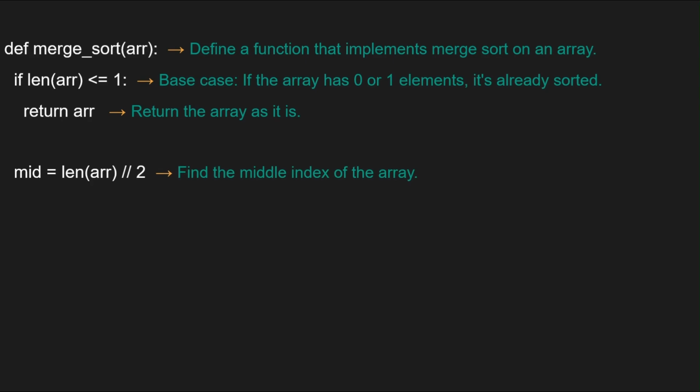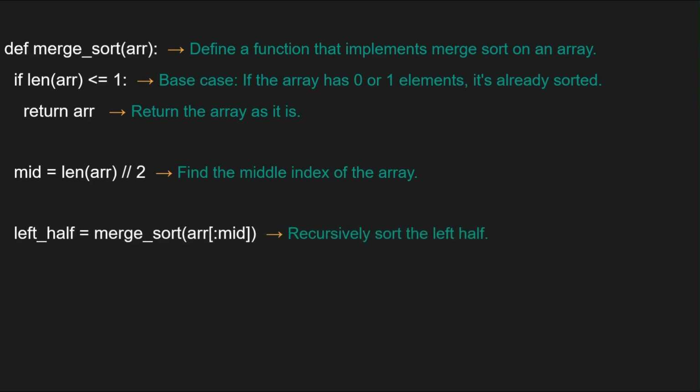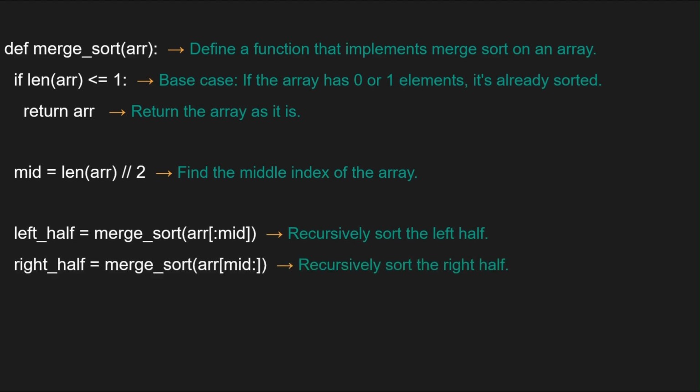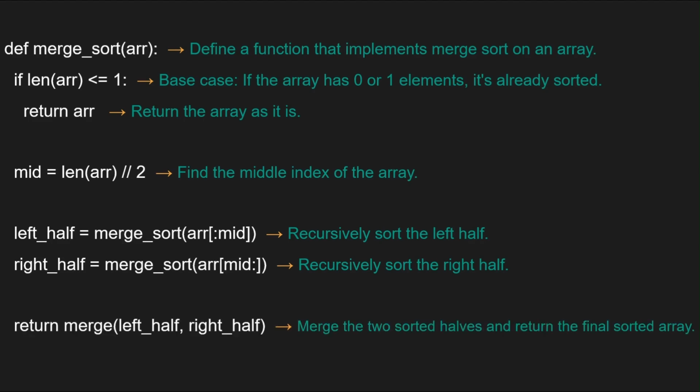Then we calculate the midpoint of the array, give the left half of the array and the right half of the array to merge sort, and this process continues until we break the array into single element lists. Once we have the sorted halves, we call the merge function to combine them back into a single sorted array. The merge function will compare the elements of both halves and combine them in order.